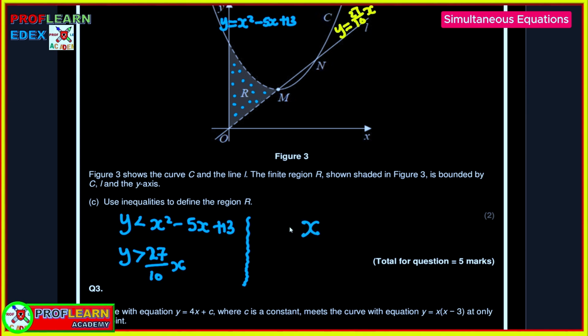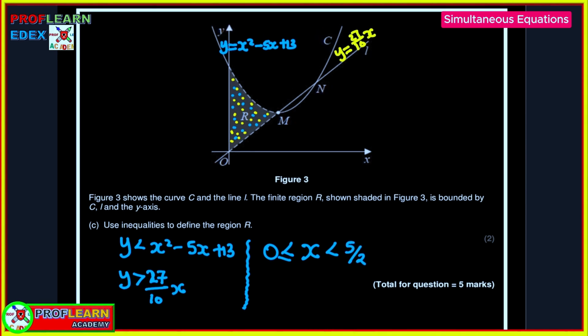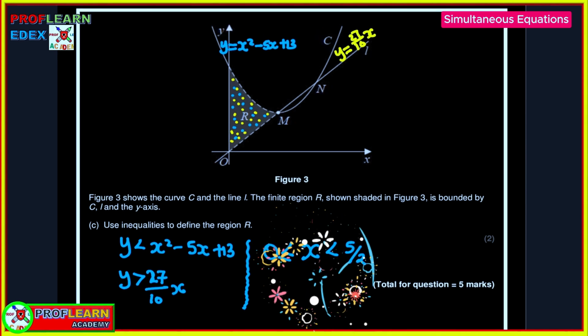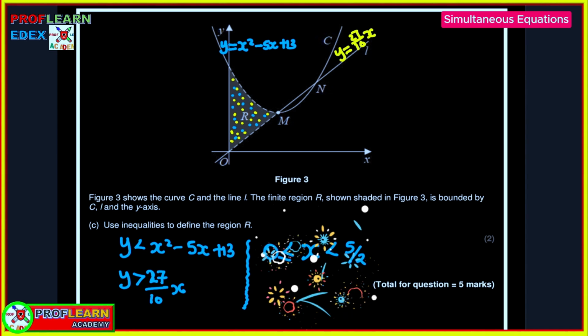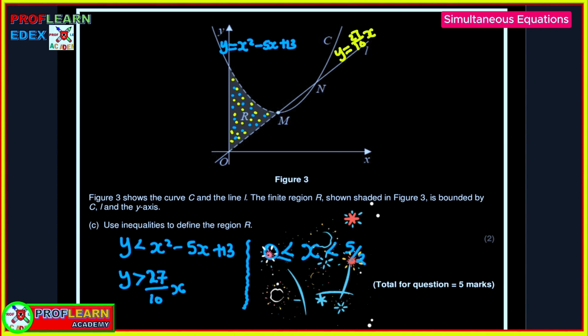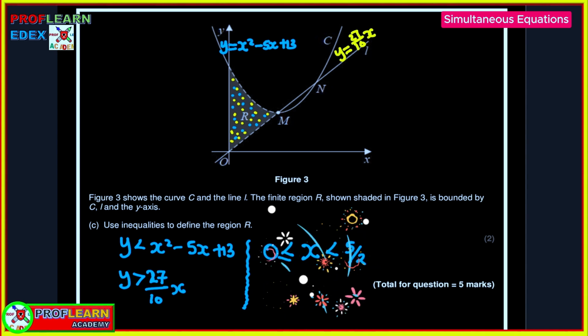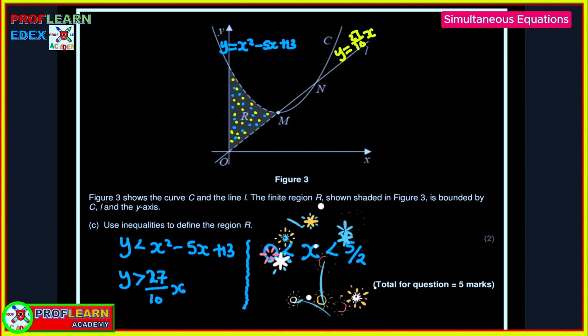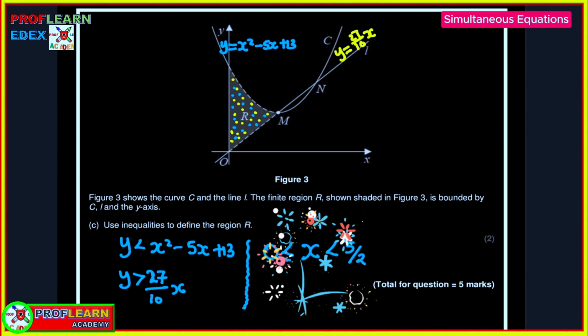So we also need to identify that R is satisfied by x greater than or equal to 0 but strictly less than 5 over 2, which is 2.5. Those are the inequalities that satisfy this particular region.